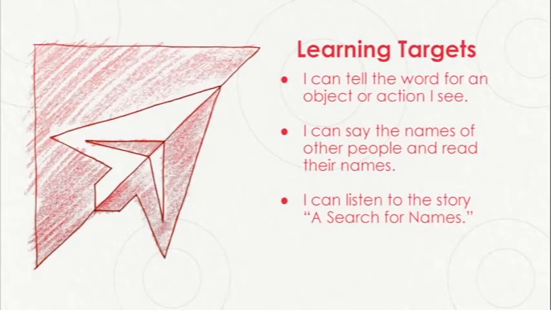We have 3 learning targets for our lesson today. The first target says, I can tell the word for an object or action I see. The second target says, I can say the names of other people and read their names. The third target says, I can listen to the story, A Search for Names.